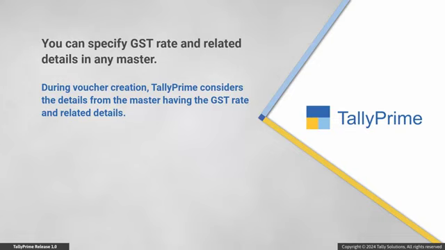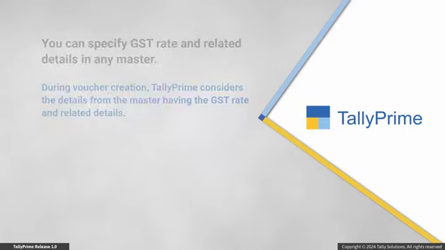Subsequently, during voucher creation, Tally Prime considers the GST rate details from the master in which you have specified the details. For instance, if you have specified the GST rate in the sales ledger, then Tally Prime considers it from the ledger during voucher creation. You might have specified the GST rates in the respective stock groups or stock items. In this case, Tally Prime considers the GST rates from the stock groups or stock items as applicable.